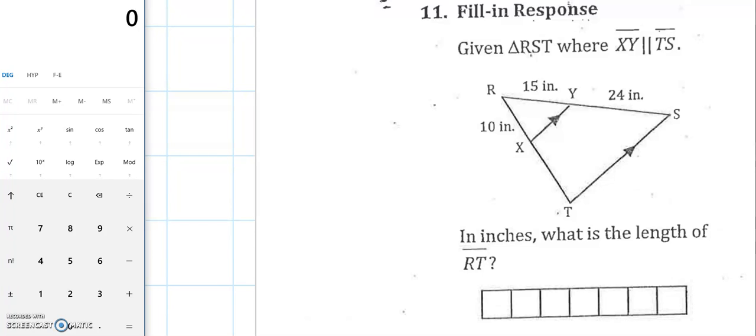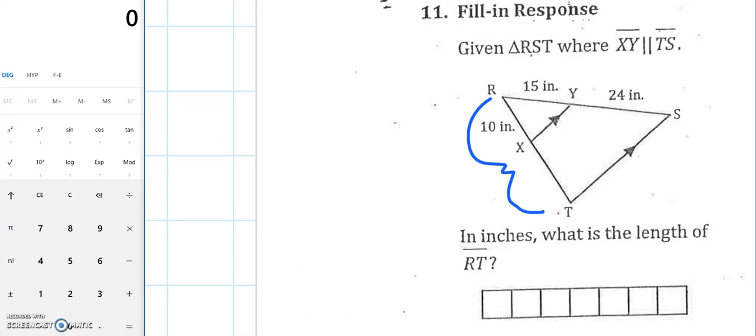Welcome to video 3. Let's take a look at number 11. So in this question, we're asked to find the length of line segment RT. Now what we have here is two lines that are parallel, XY and TS.